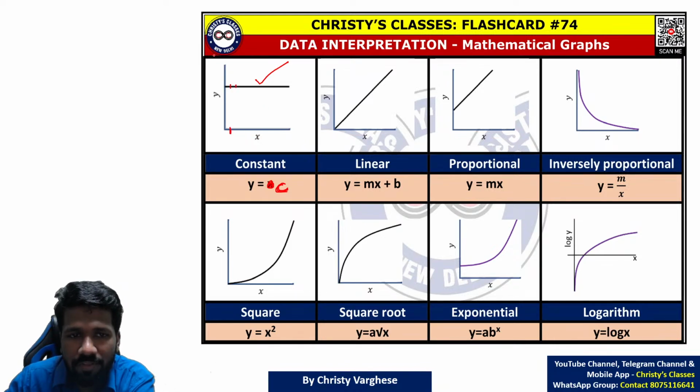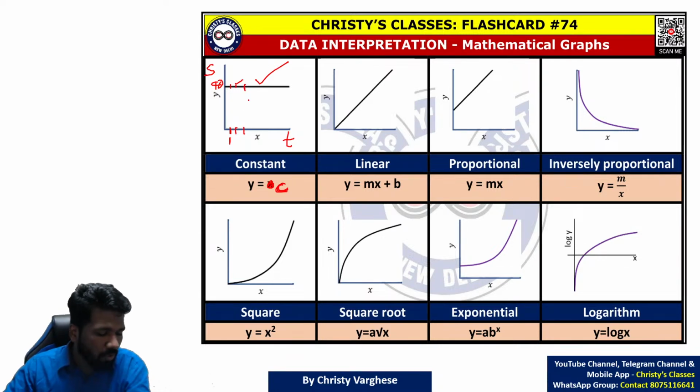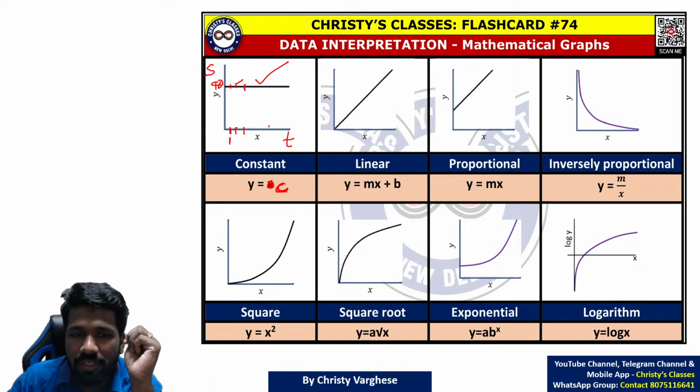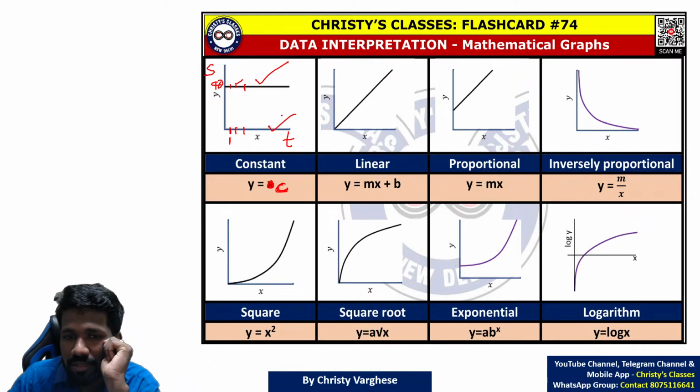For example, if this is a speed time graph, for 1 minute the speed is say 40 km per hour. Second minute also 40, third minute also 40, fourth minute also 40. So that is a constant graph. Constant means parallel to the x-axis. Constant graph. Then linear graph.